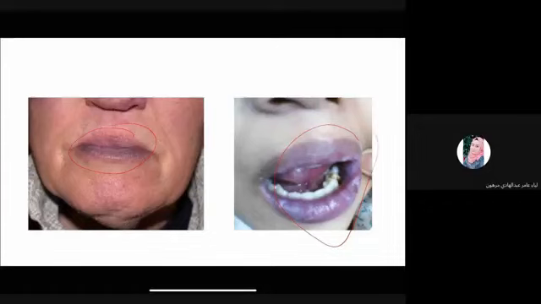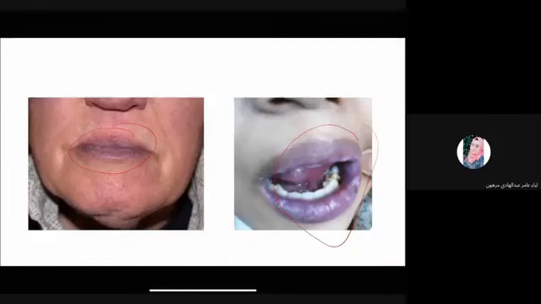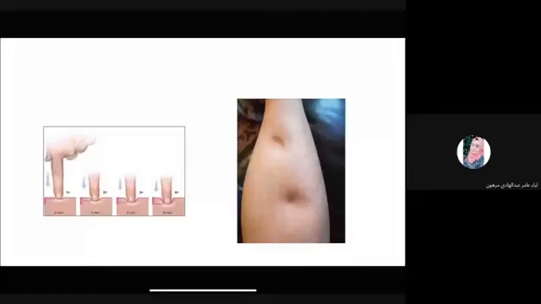Then after we finish with the face, we should go down to the legs to assess for pitting edema or leg edema. This is pitting leg edema. Why is it important while we are assessing a patient with respiratory disease to look for pitting leg edema? Because of cor pulmonale, which is right-sided heart failure due to respiratory disease.